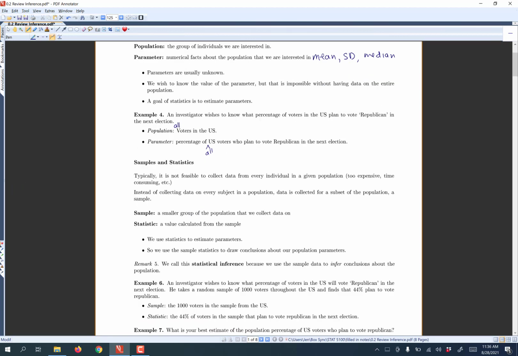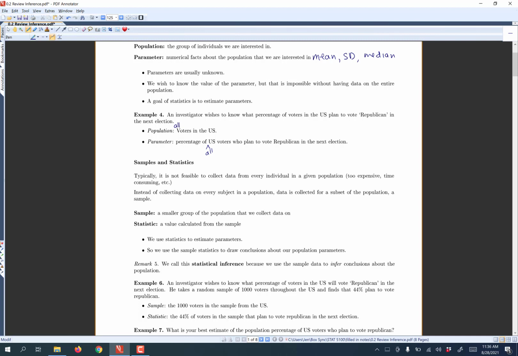For our samples and statistics, typically it's not feasible to collect data from every individual in a given population because that's going to be too expensive or take too long. So instead of collecting data on everyone, we're just going to collect it for a smaller group from the population, a subset called the sample. So our sample is that smaller group we collect the data on.